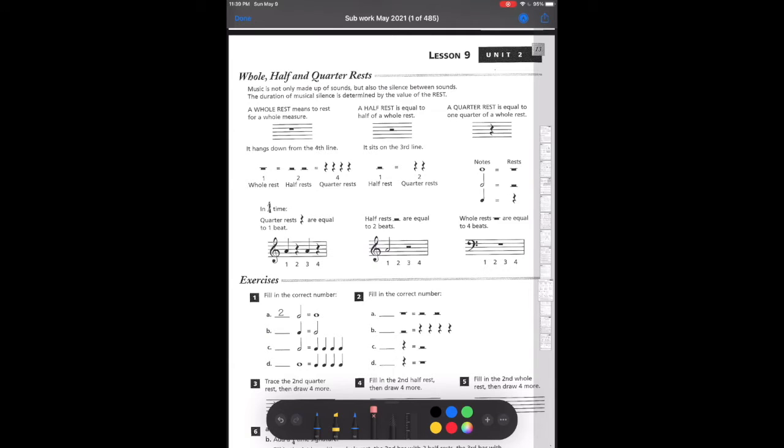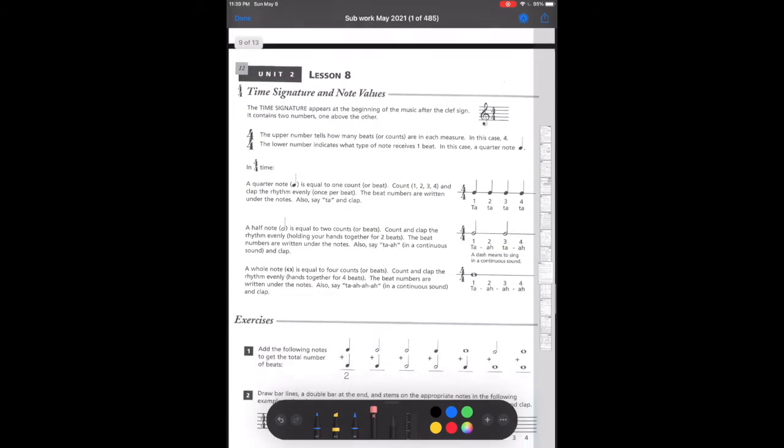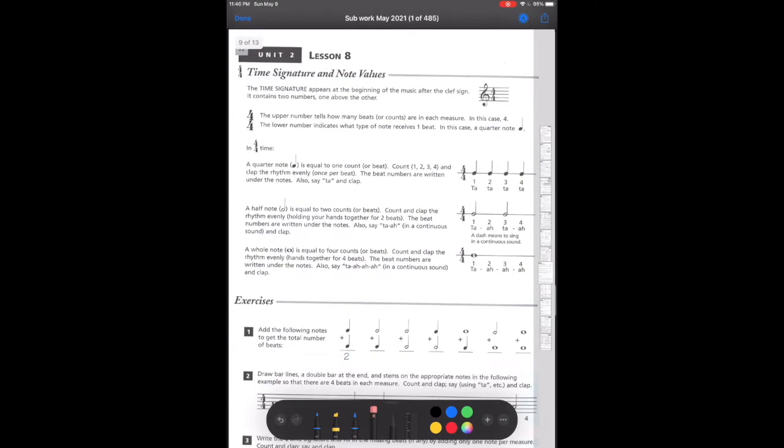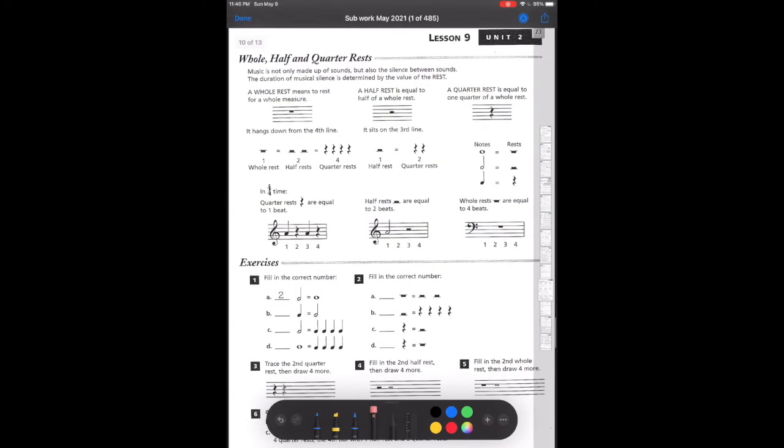All right, I think this is like the 10th page. Lesson 9, Unit 2. Unit 2, Lesson 9. It's whole, half, and quarter rest. So you just did whole, half, and quarter notes when you're doing these note values. In Lesson 8, Lesson 9 are doing its opposites.